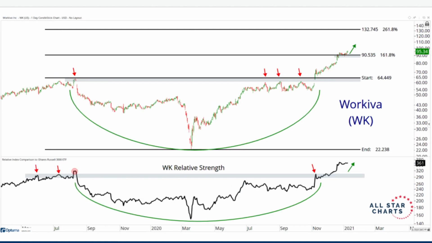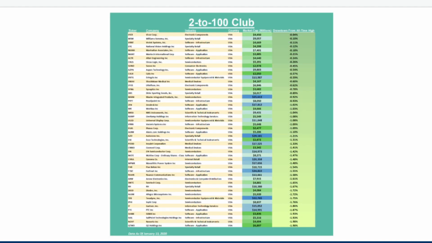Same thing with Workiva, WK. If it's below 90, it's not our problem. Let it go to 0. I don't care, right? Somebody else's problem. Above 90, I like it long. I think it goes a lot higher.